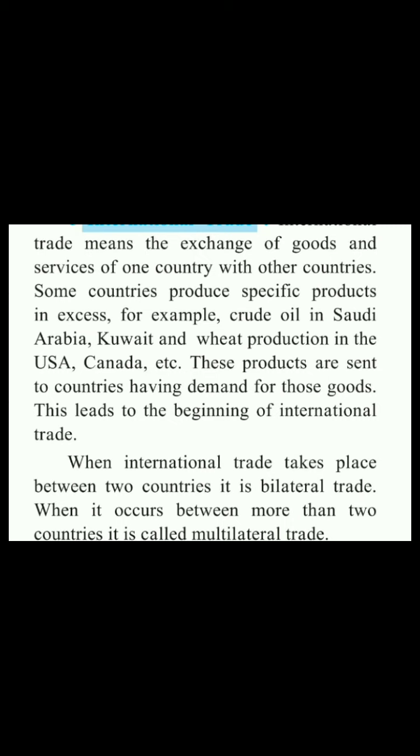When international trade takes place between two countries, it is bilateral trade. One country is buying, the other country is selling. Only two countries are involved. Such a trade is bilateral. But when one country is selling goods to many countries, such a trade is called multilateral trade. For example, Saudi Arabia sells crude oil to India, to Sri Lanka, to Japan, to Bangladesh, to USA. So can you see one country is selling its product which is in excess to many countries. Such a trade is multilateral. So bilateral means one country is buying, one country is selling. But when more than two countries are involved, such a trade is multilateral.